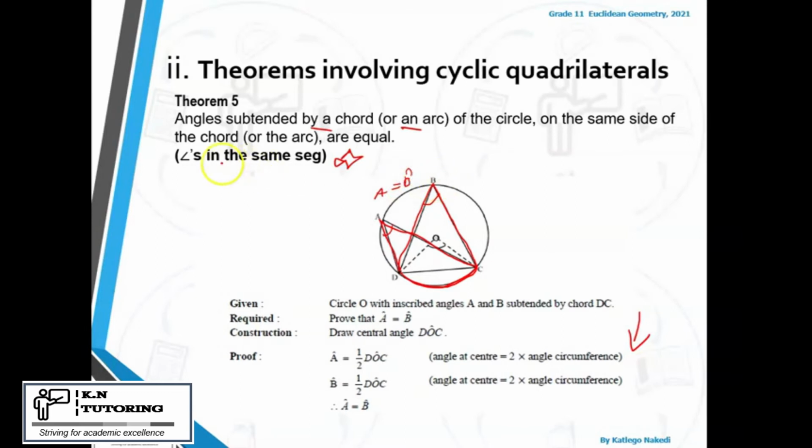That's why the reason says angles in the same segment. So these two angles are in the same segment. Again, I explained in the first lesson why I dissected and explored a circle to say what is a segment, what is a minor segment, what is a major segment. So these two angles are in the same segment, that's why they are equal. Okay, I'm not going to go through the proof.